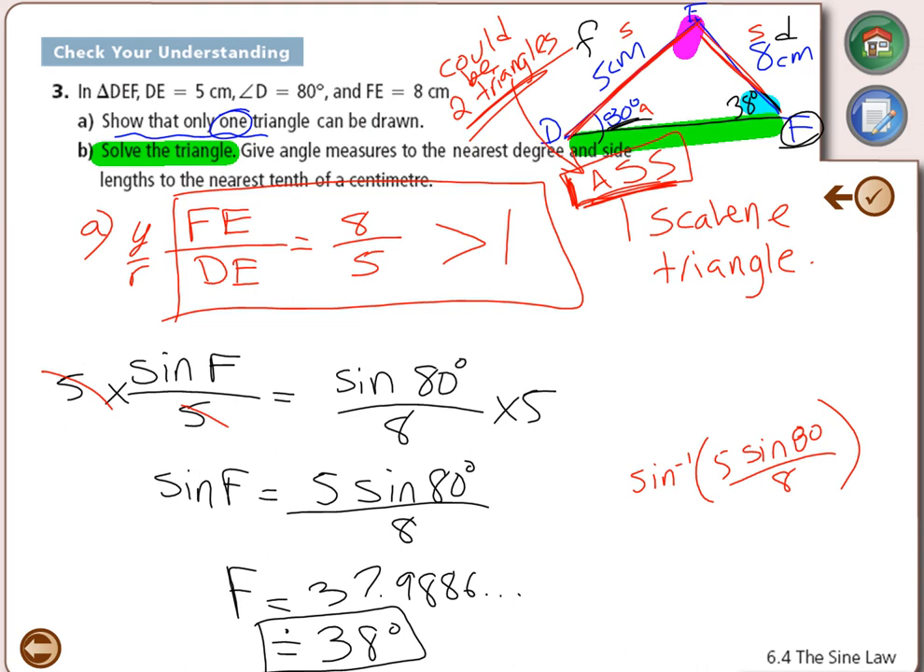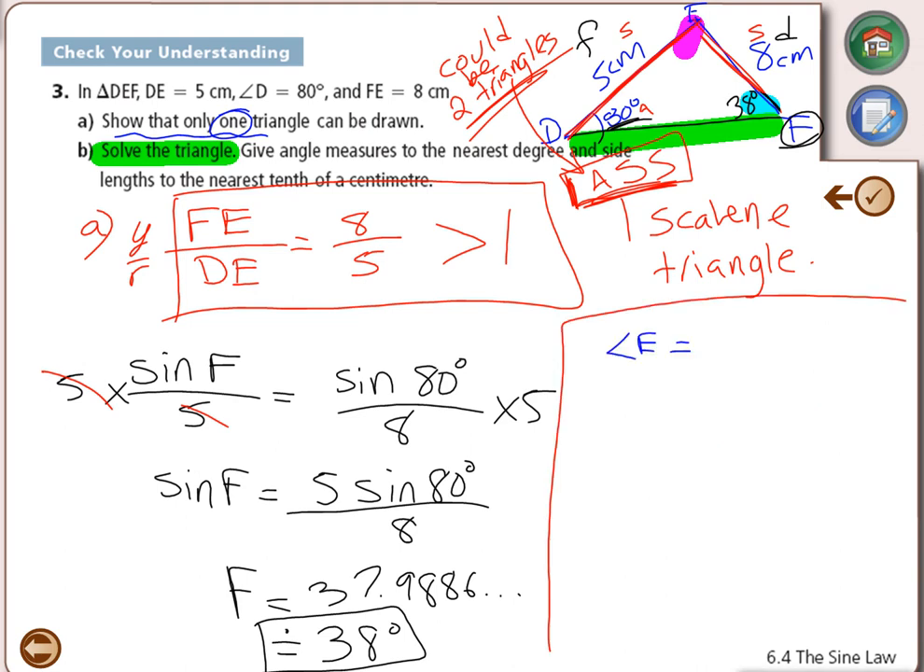The next easy one to find, let's find angle E. Angle E is easy because we can go 180 minus 80 minus 38, which gives us 62 degrees. And that's approximately because this was approximately rounded 38. Write it into the triangle. 62 degrees. Last thing, let's find side e.